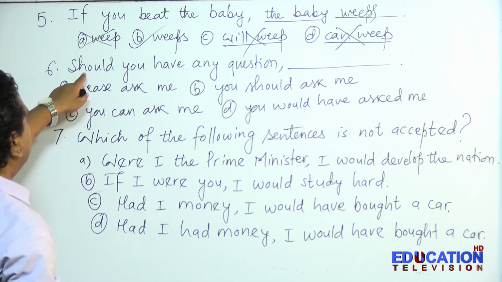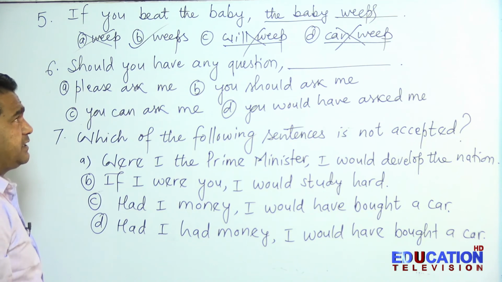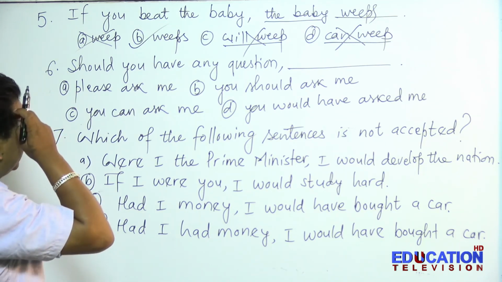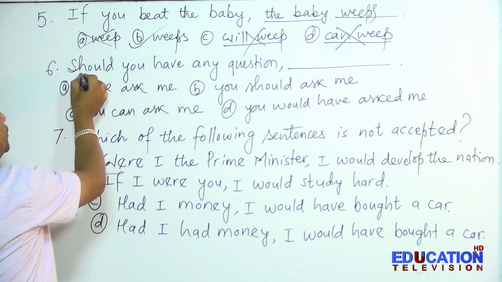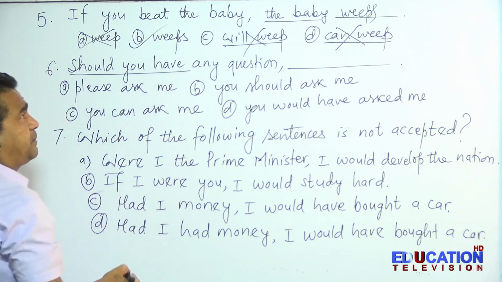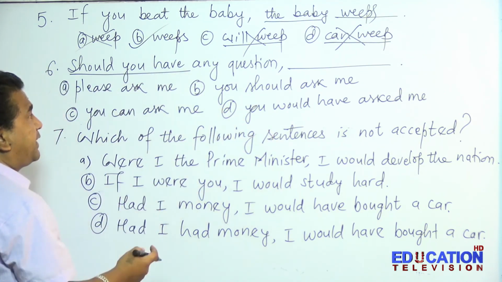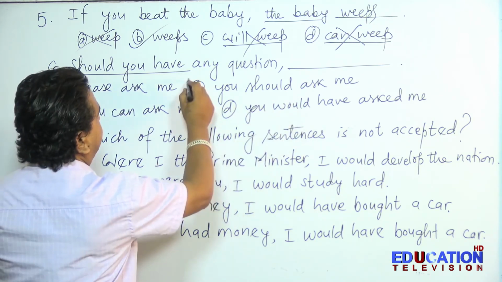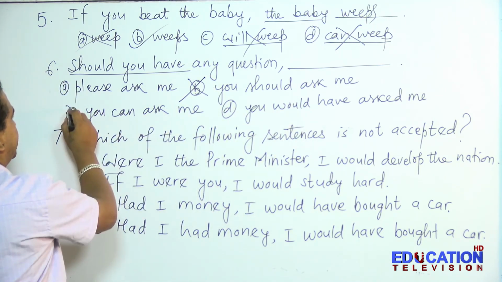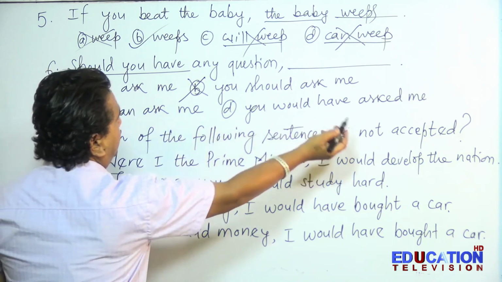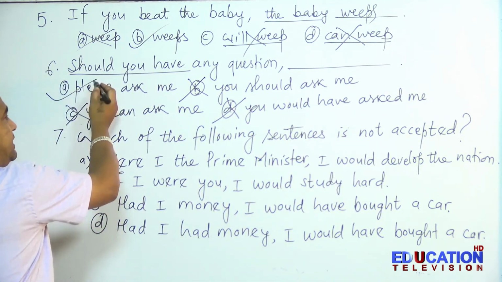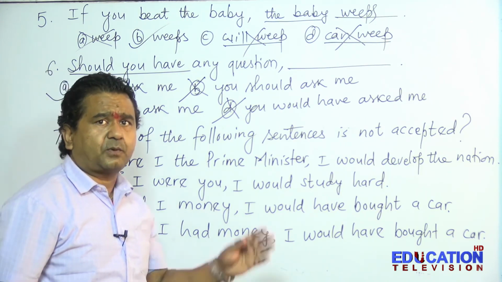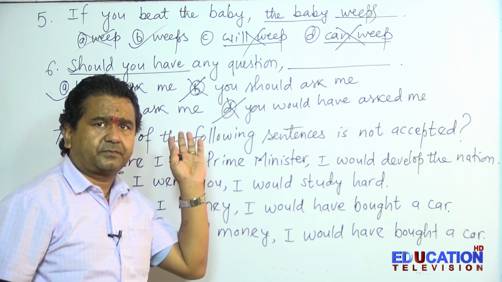Next. Should you have any problem means if you have any problem. If first side is should plus subject plus verb, the next side should be imperative. You should ask me, this is not imperative. You can ask me, this is also not imperative. You would have asked me, this is also not an imperative sentence. Please ask me is the imperative sentence. That's why this one is correct.